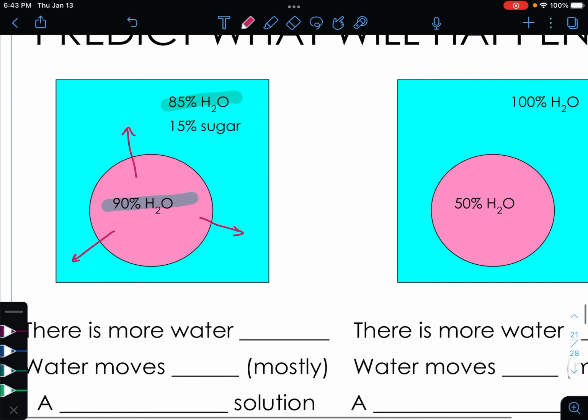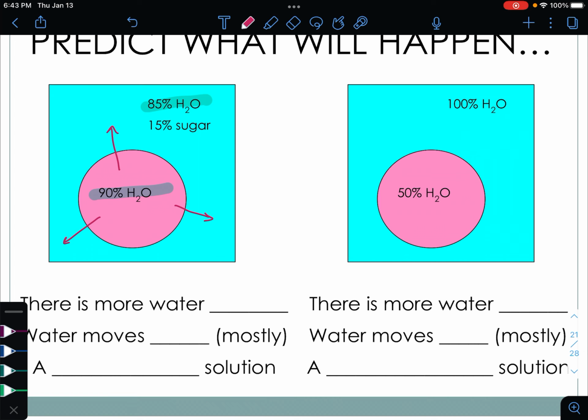out of our cell. So if I go ahead and just fill in the blanks here, there is more water inside. So water will mostly move out of our cell. And since our cell will shrink, this is a hypertonic solution.